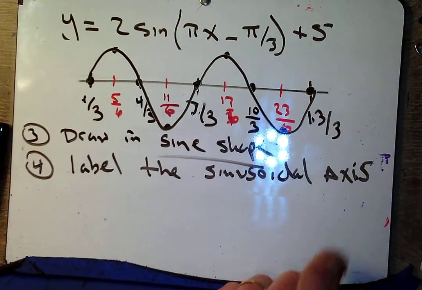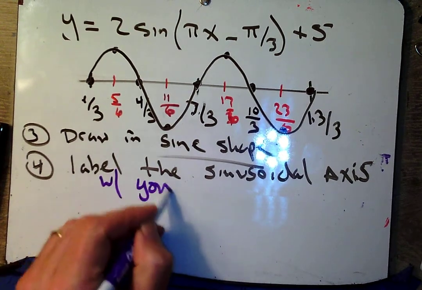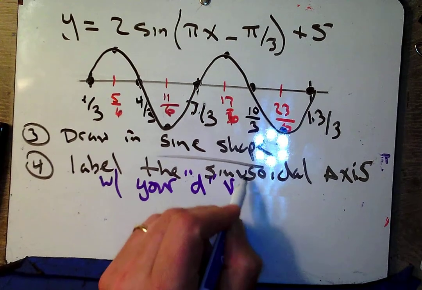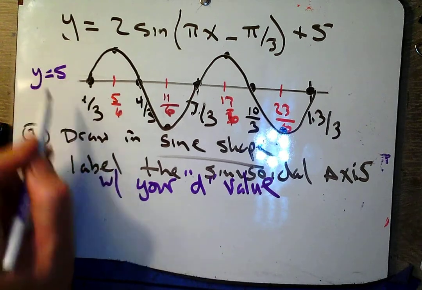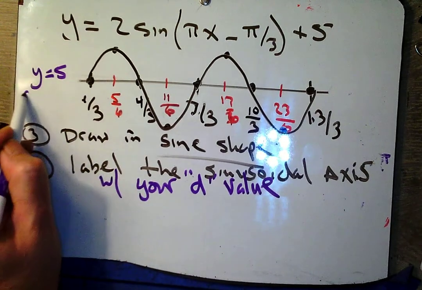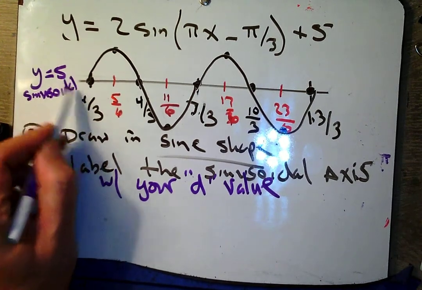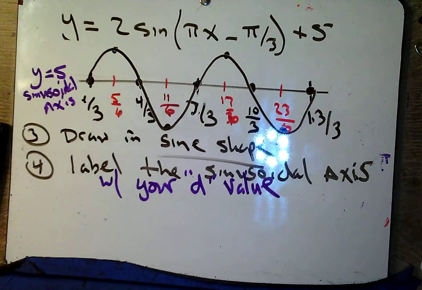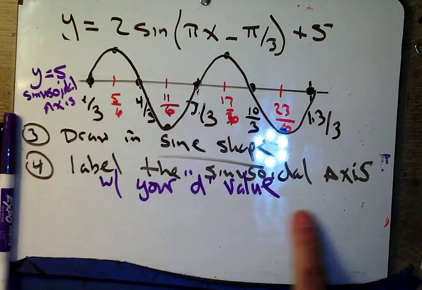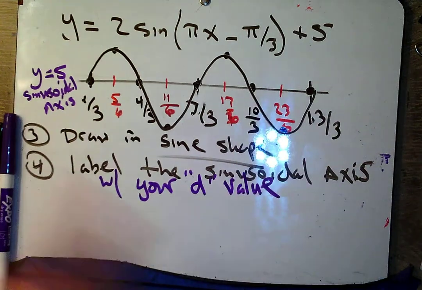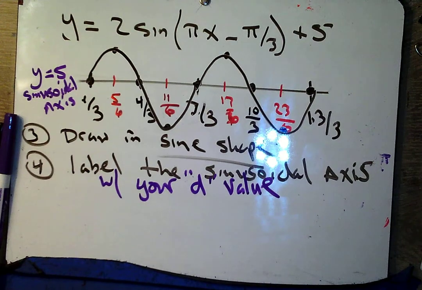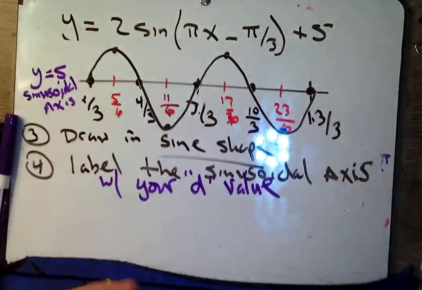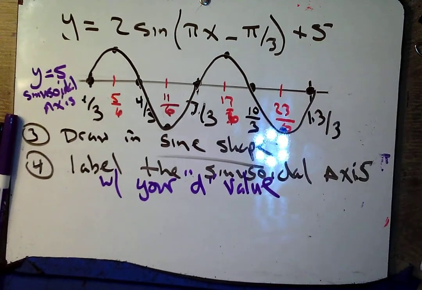I want you to label the sinusoidal axis with your d value. So our d value is 5. So this is not y equals 0. This is y equals 5. Y equals 5 is the sinusoidal axis. Come on, you know that's a fun word to say. Okay. Yes, that really was step 4. I'm just going to label the sinusoidal axis, the midline through the graph. Now it's y equals 5. Aha! Now, isn't that a lot better than having to regraph this thing higher up, 5 places up? Oh my goodness. I mean, talk about a waste of your time.